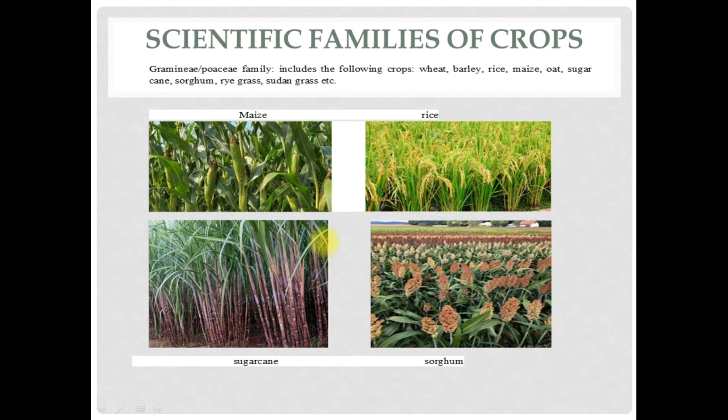So let's look at the different scientific families of crops. There are a lot of them, and I'm not going to look at all of them. I'm just going to look at a few commonly grown crops. The first one that we're going to look at is the Graminae family, which includes crops such as barley, rice, wheat, oats, sugarcane, etc. And these crops are grown mainly for their grain, except probably for crops such as sugarcane.